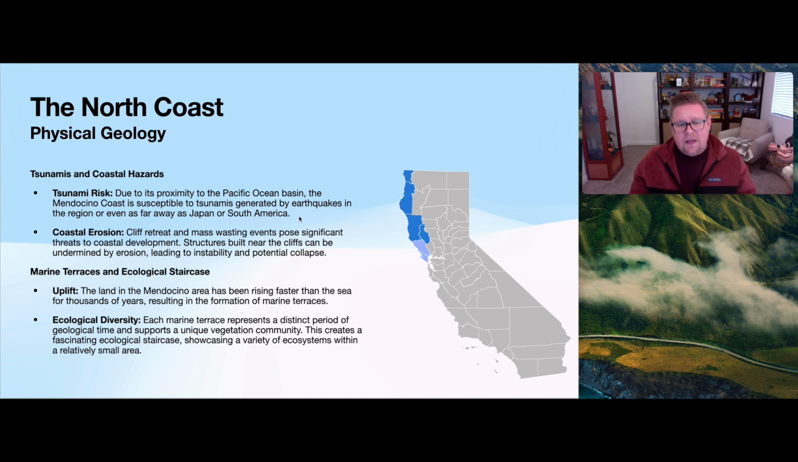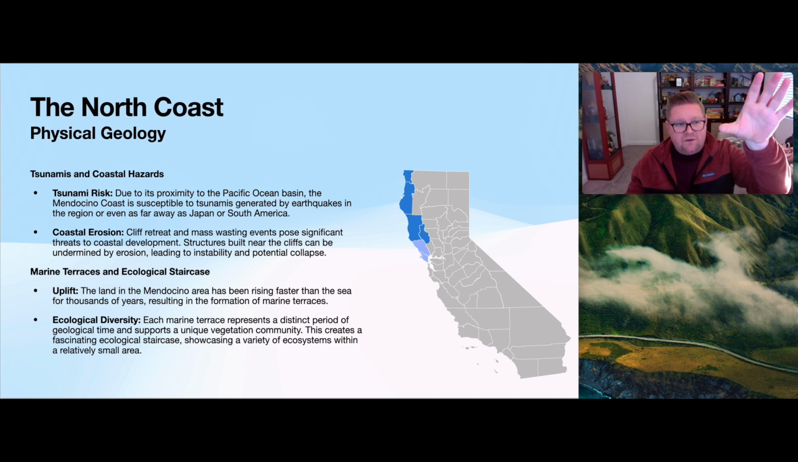And then we have that uplift that creates those marine terraces and diverse ecological background. So each marine terrace represents a distinct period in geologic time and supports a unique vegetation community. This creates a fascinating ecological staircase showcasing a variety of ecosystems within a very small area. All right, so that's kind of an intro to the northern coast.